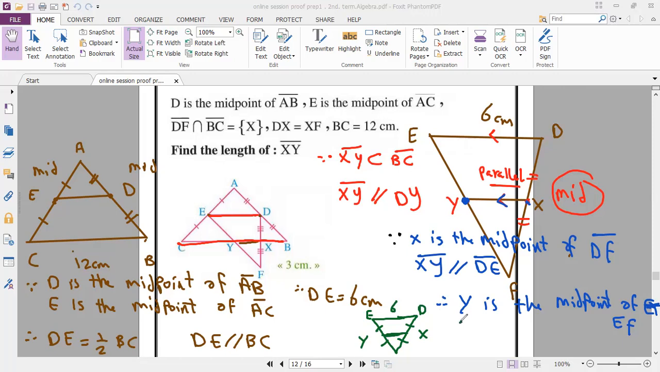I'm going to write it again: since X is the midpoint of DF and Y is the midpoint of EF, so XY equals half DE equals 3 centimeters. That's it.